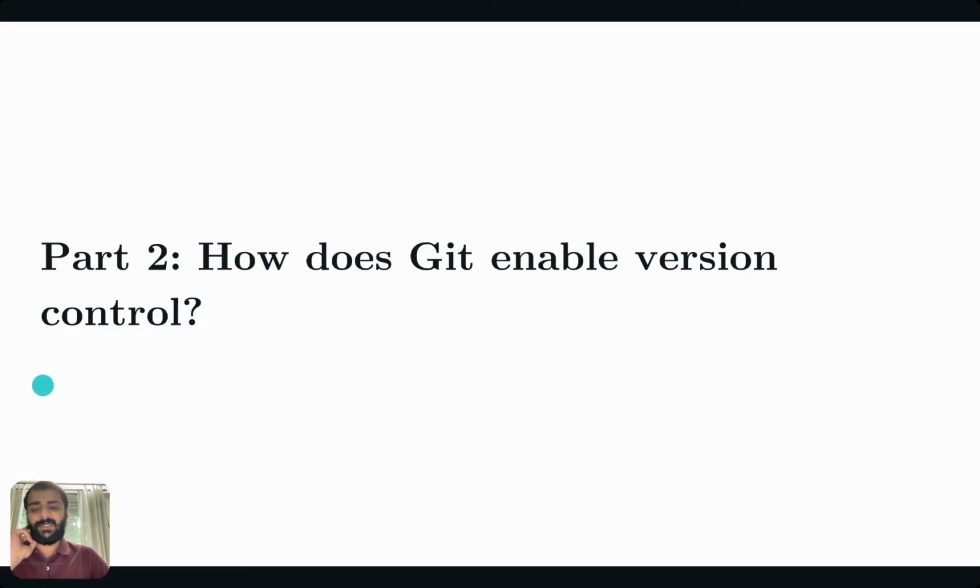In the previous lecture, we looked at an introduction to Git. In today's lecture, we are going to understand how exactly Git enables version control. We are going to take a very simple problem and try to see why version control is needed and why Git is needed for this purpose. So let's get started with today's lecture.